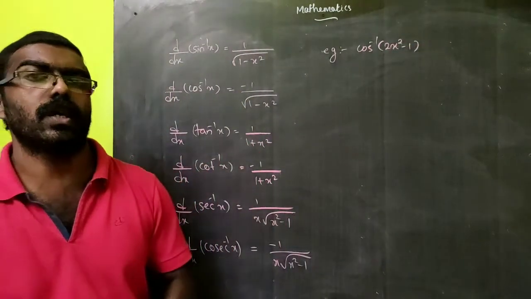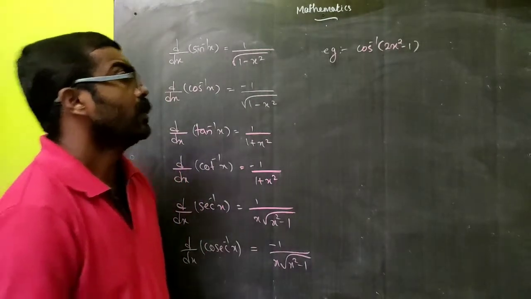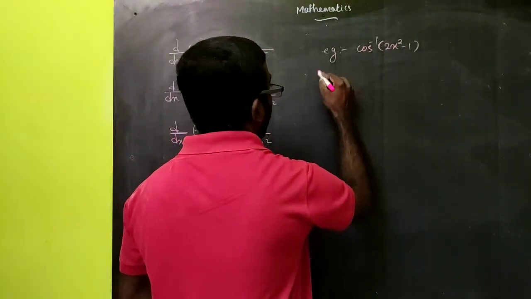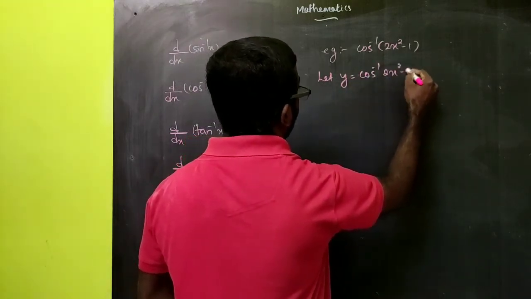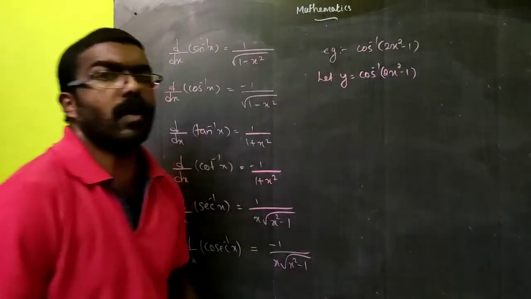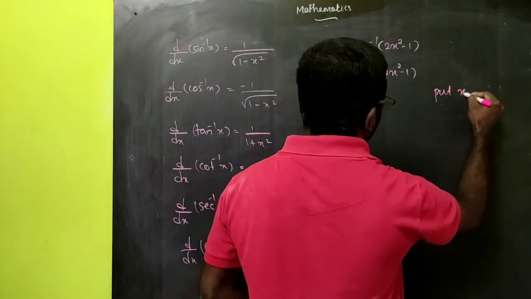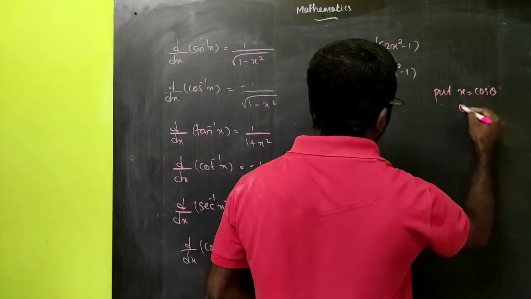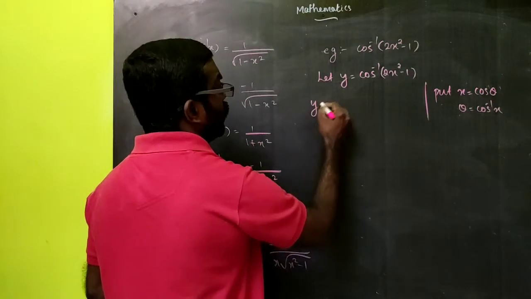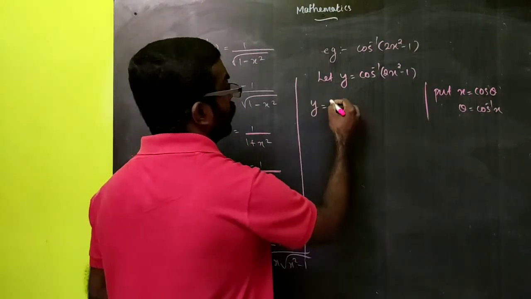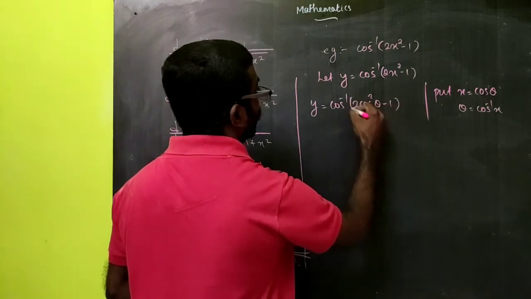Differentiate cos inverse of 2x square minus 1 with respect to x. Consider this problem. First of all, we can take y as the question: y is equal to cos inverse of 2x square minus 1. Now we can make the substitution. We can put x as cos theta, and here theta is equal to cos inverse x. That is, y is equal to cos inverse of 2 cos square theta minus 1.